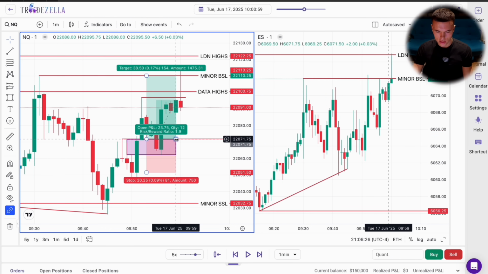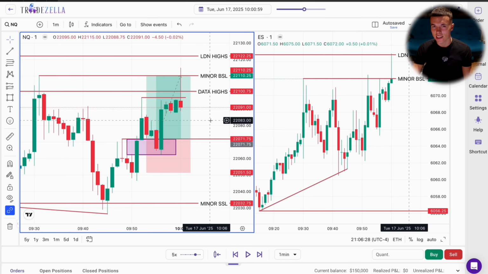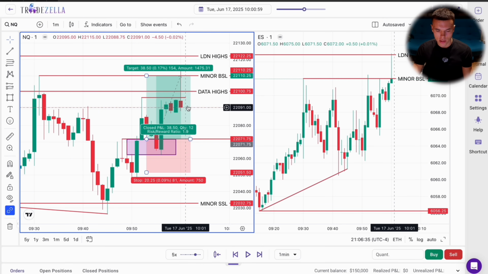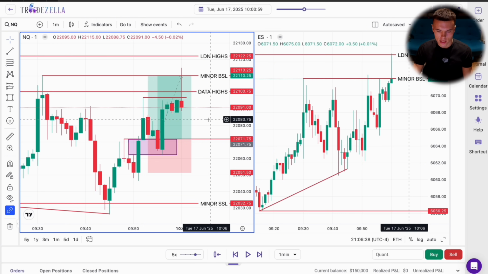Okay, so as you guys can see there, in the space of 30 seconds, my TP got absolutely obliterated. I didn't even have time to go to break even for this trade. This candle opened and went straight towards that point of minor buy side that we had marked out, and also took London highs on ES as well as the overall draw.